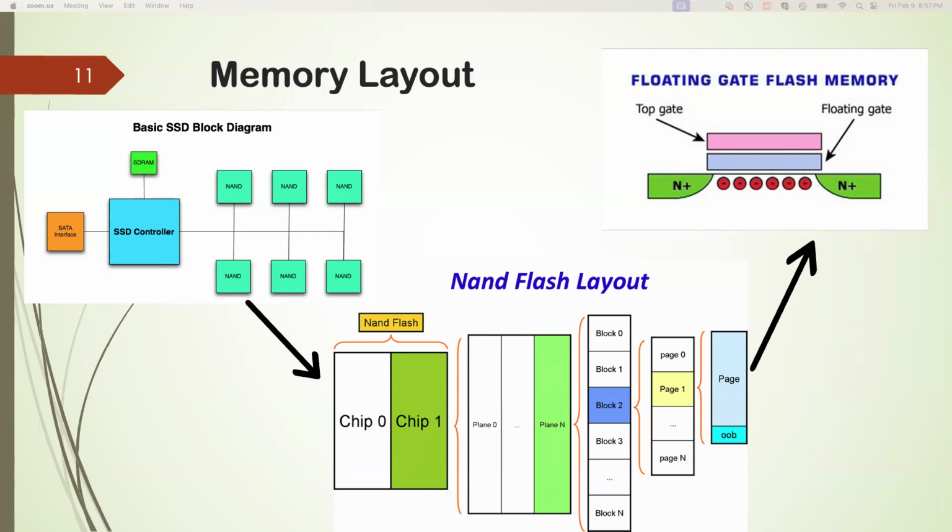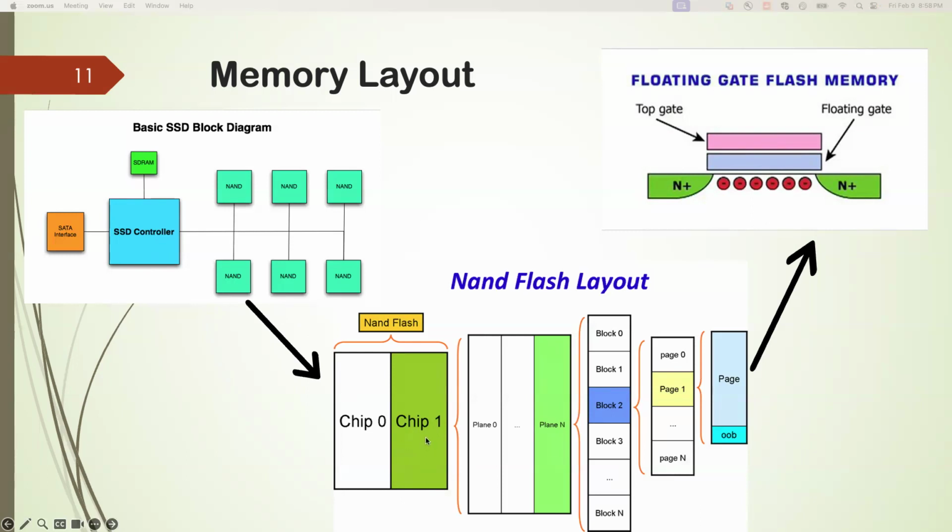As compared to the traditional HDD, where the smallest unit in which you can read or write data was the sector, in the SSDs the smallest unit in which we can read or write the data is one page. Traditionally one page is 4 KB in size, whereas one sector in the HDDs was 512 bytes.